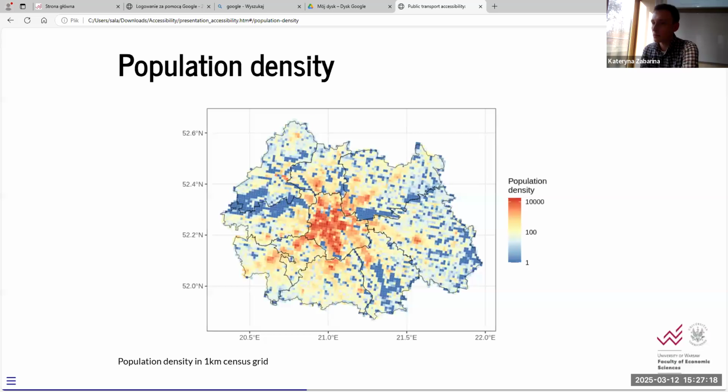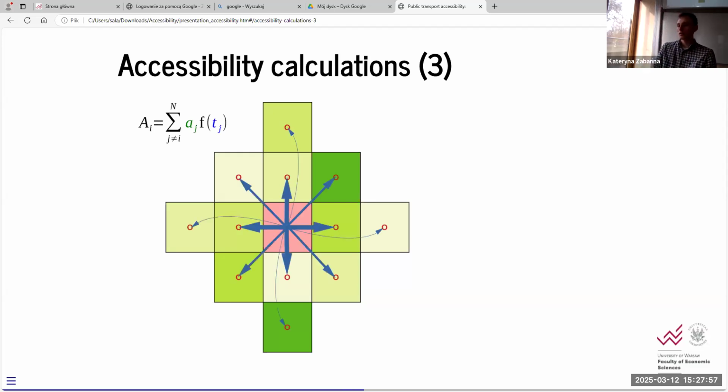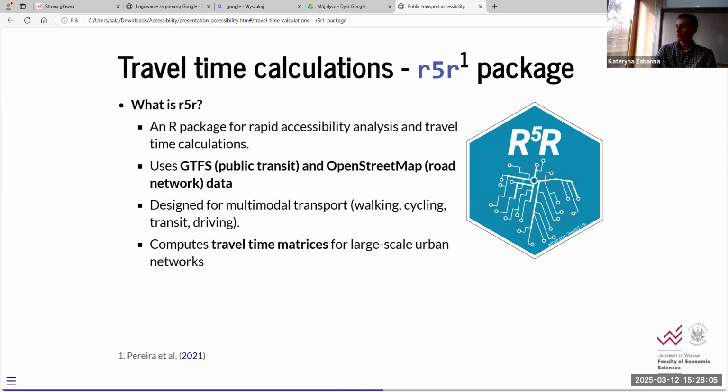Okay, so we have population density, just to illustrate. And here is a visualization step by step of how I calculated the accessibility. Let's say I want to calculate accessibility for this central grid square, the red one. Firstly, I take the centroids of the grid, and then I have to calculate the travel times between all those squares. And to make this travel time matrix, I took advantage of the R5R package in R.